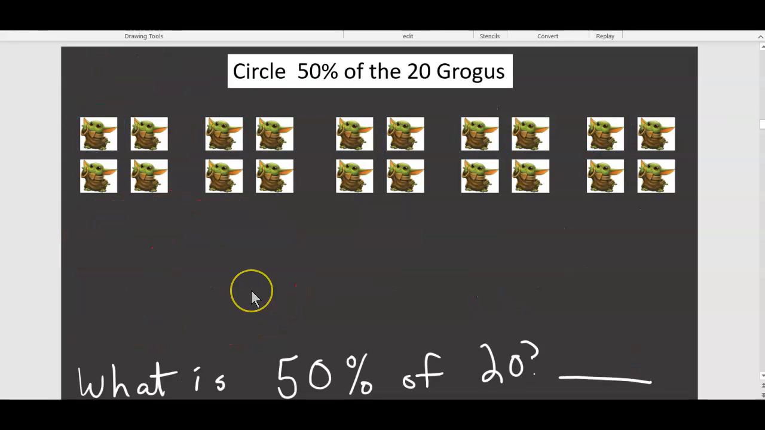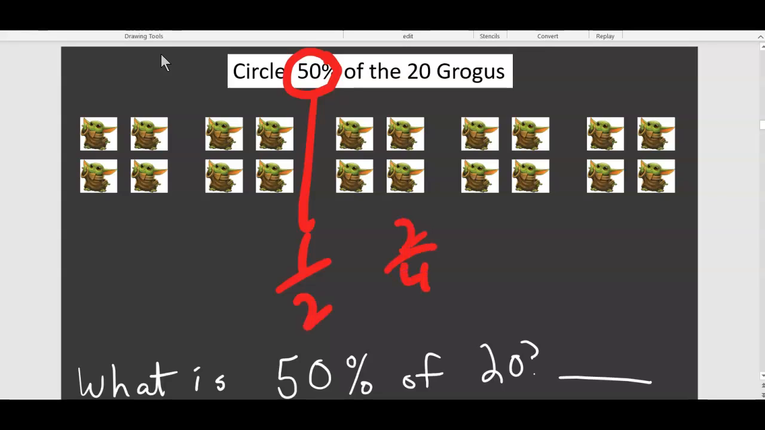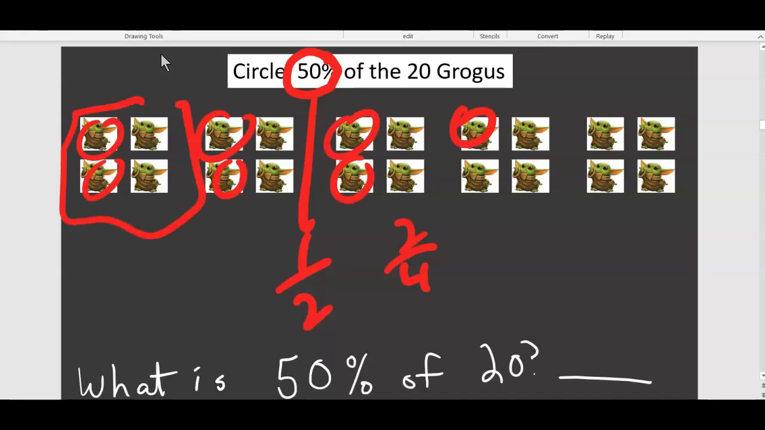That's pretty much the story of ratios. What about 50% of 20 Grogus? Isn't this easy? Can't you just circle half of them? Because isn't 50% the same thing as 1/2? Sure enough. Or 2 quarters, right? Like here's fourths, there's a quarter, there's a quarter, and so on. You could do it that way, but of course we're a little more sophisticated than that, so we'll probably just know that we can circle half of them.